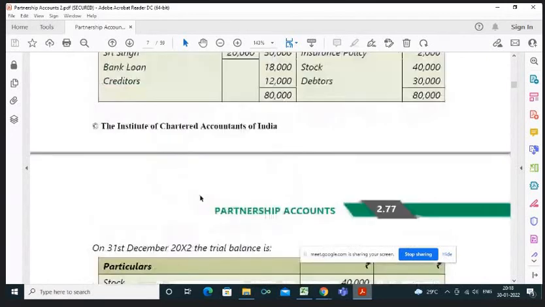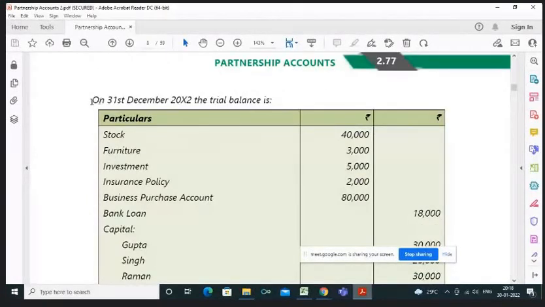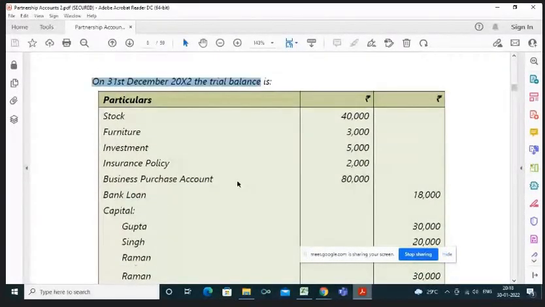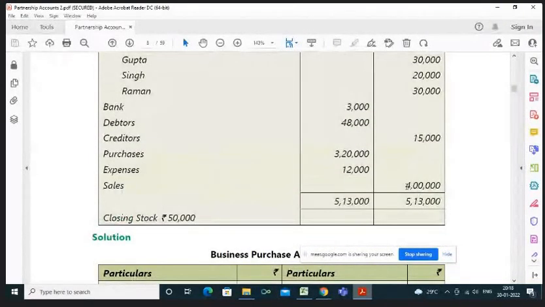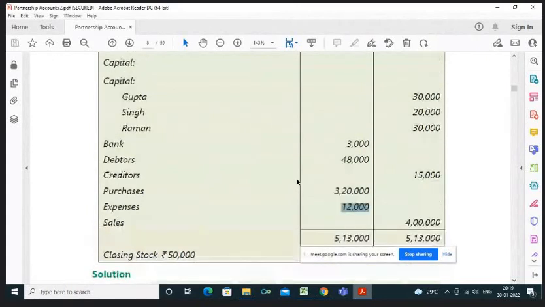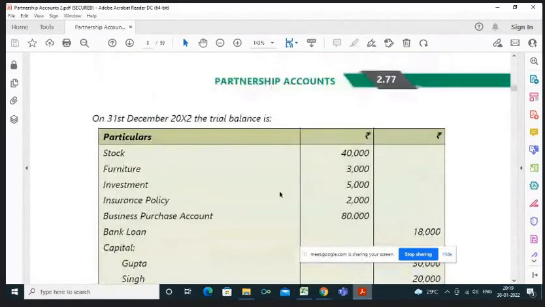But in this case, the trial balance they have given is for the period ended 31st December 2012. For the entire 12-month period, they have given the trial balance. So sales 4 lakhs is for the entire year. Purchases 3,20,000 for the entire year. Expenses 12,000 for the entire year. So how to differentiate between what happened in the first 3 months and what happened in the next 9 months? It is not possible from this trial balance. Then we have to look for clues elsewhere in the question.